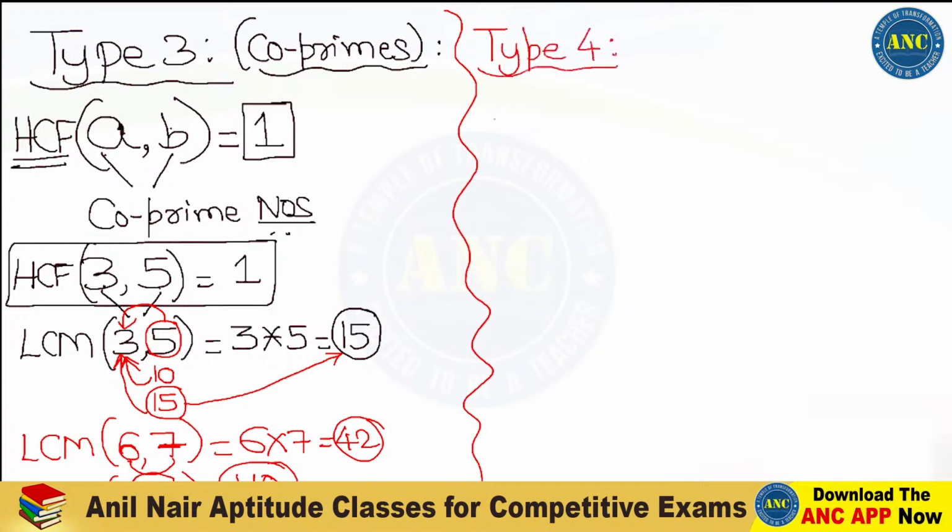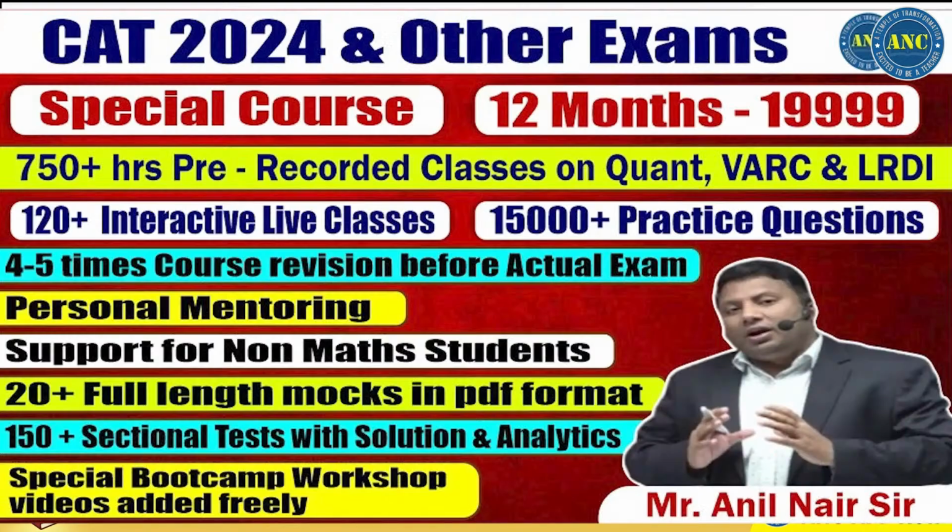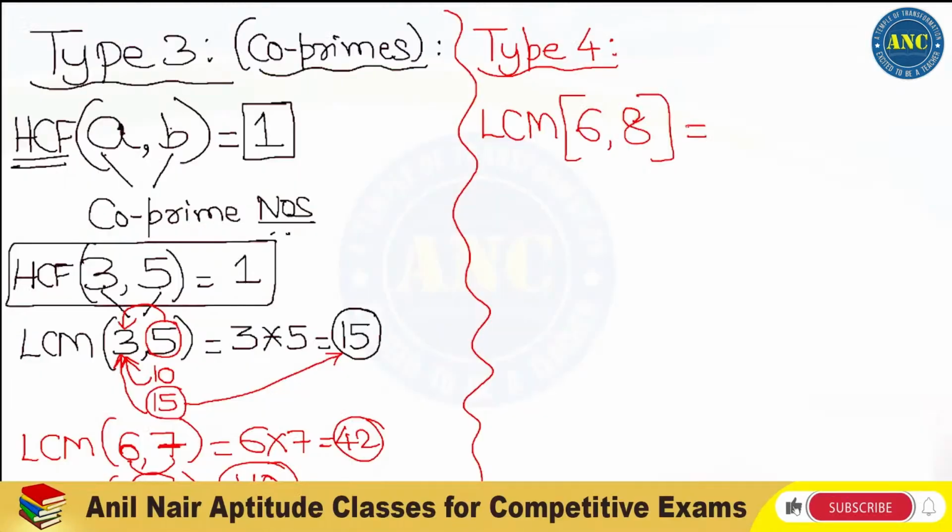Now see here. Suppose LCM of 6, 8. Suppose for example you used type 2. 8 is not a multiple of 6. Next multiple of 8 is 16. That is also not a multiple of 6. Next multiple of 8 is 24. Is 24 a multiple of 6? Yes. You got the answer as 24. I am not denying the fact that the answer is 24. But I want to make it as simple as possible for you.